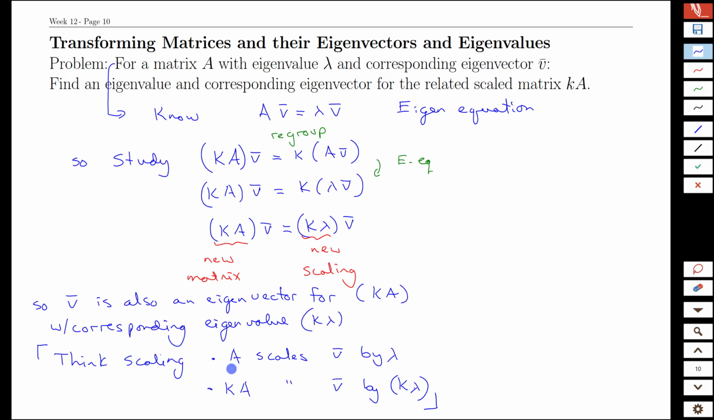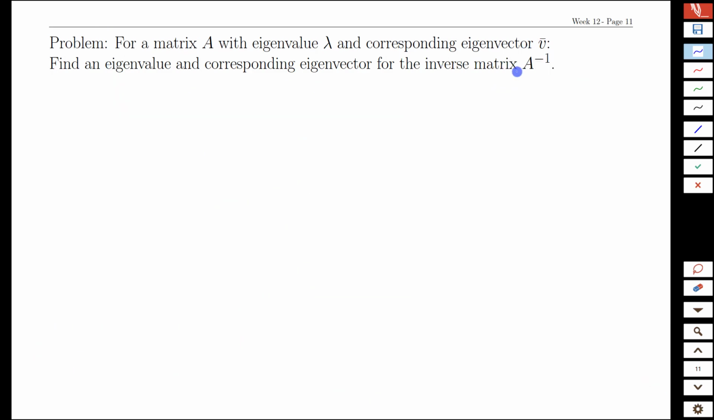So we can go back to the geometry of these transformations and see if these results make sense, and they do here. Let's take a look at a few more modifications we can make, or other related matrices to A. Specifically this time, we're asked to find an eigenvalue and corresponding eigenvector for the inverse matrix A inverse. So we know that A has an eigenvalue and corresponding eigenvector v. So we know as a result that A times that vector is the same as lambda times that vector. What we're going to do now is multiply on the left by A inverse. And you'll see what we get with that.